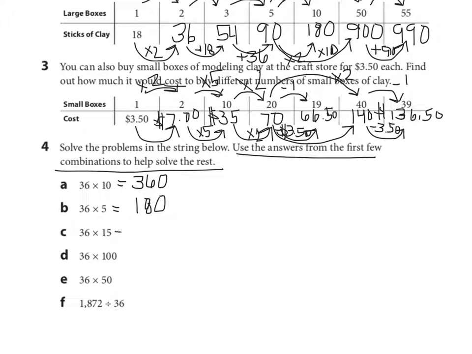36 times 15, I know 15 is 10 plus 5, so I can add up these two products to come up with my answer here. So we're going to have 540.